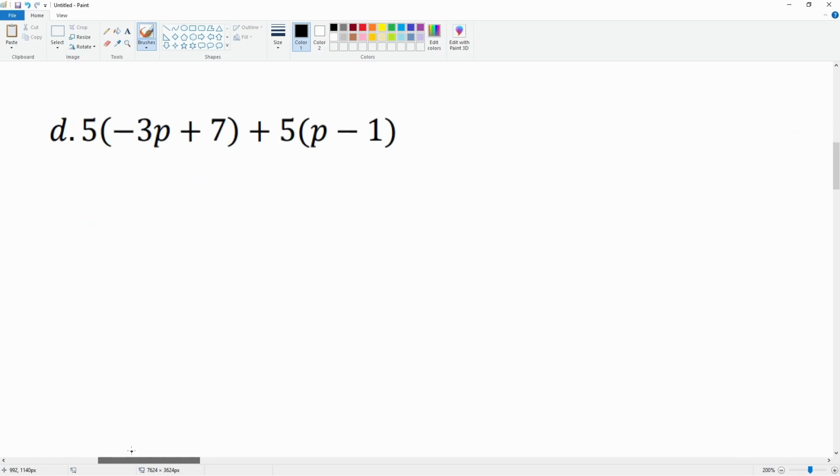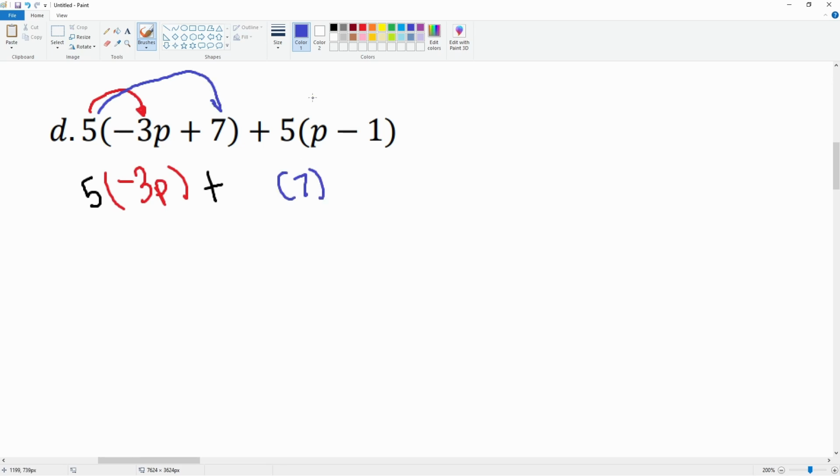Let's look at D. There's a 5 in front of the parentheses that we have to distribute. So 5 times 3m. Here's the negative 3m, and we're going to multiply a 5 to it. Bring down the plus symbol. That 5 is going to be multiplied to the 7. Here's the 7, and here's the 5. Bring down the plus symbol. This 5 is going to be multiplied to this p.